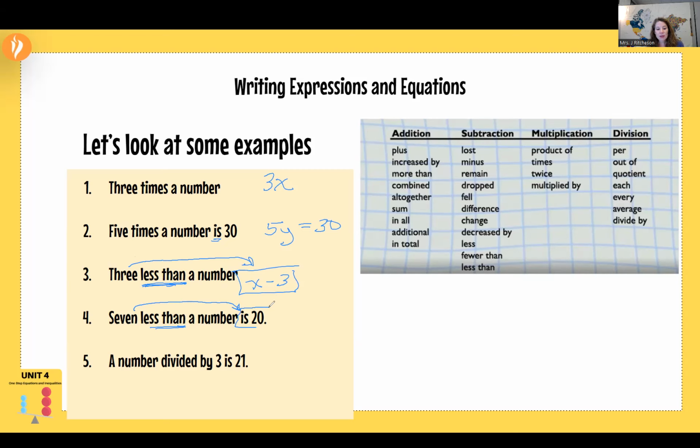Now here is what it equals, right? So 7 less than a number is 20. A number divided by 3, so a number divided by 3 is 21. You can write it like this, or you could write it out horizontally. Both of those are correct. They mean exactly the same thing.